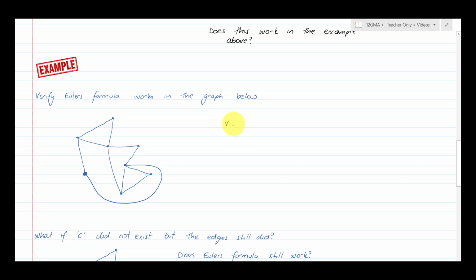So we've got V, our vertices. I've got 1, 2, 3, 4, 5, 6, 7, 8. Faces, F, I've got 1, 2, 3, 4, 5. And edges, I've got 1, 2, 3, 4, 5, 6, 7, 8, 9, 10, 11. And then V plus F minus E is equal to 8 plus 5 minus 11, which is indeed equal to 2. So Euler's formula works in the graph below.